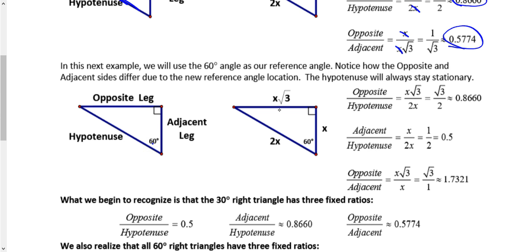X squared to 3. What's a hypotenuse? That's the same, right? Square root over 2. So the x's cancel. You get the square root of 3 over 2. Put that in your calculator, right?